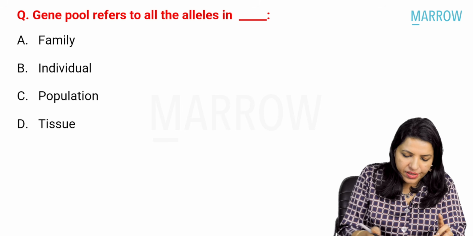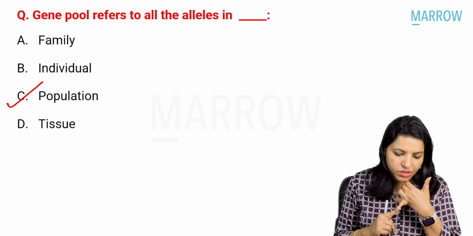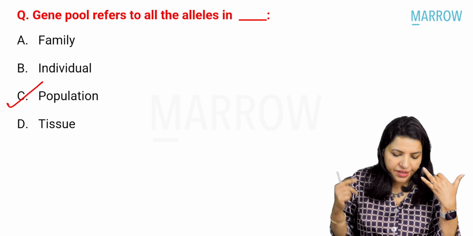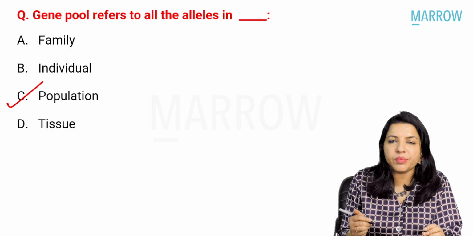So the answer here is definitely not from a family, because the genetic diversity is not there. Not from an individual, definitely genetic diversity is not there. And not from a tissue also. So it is from a population.